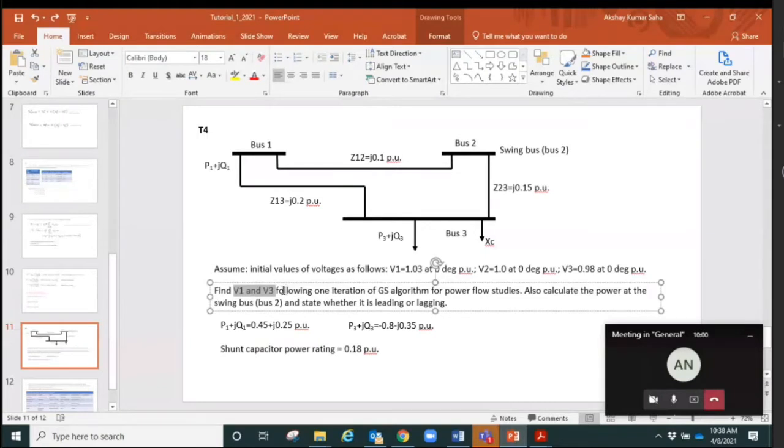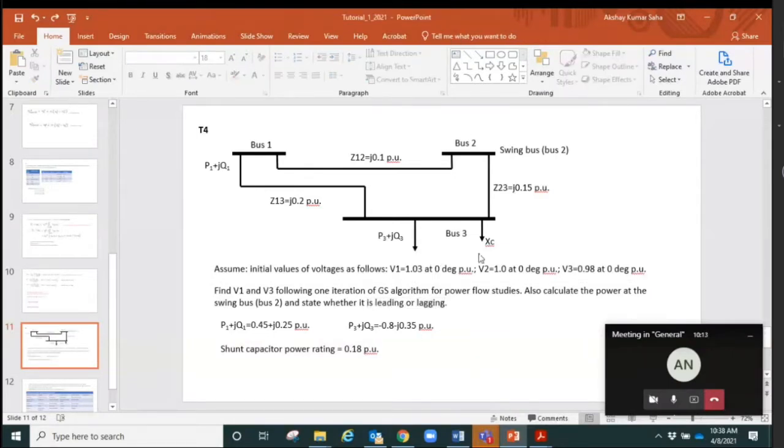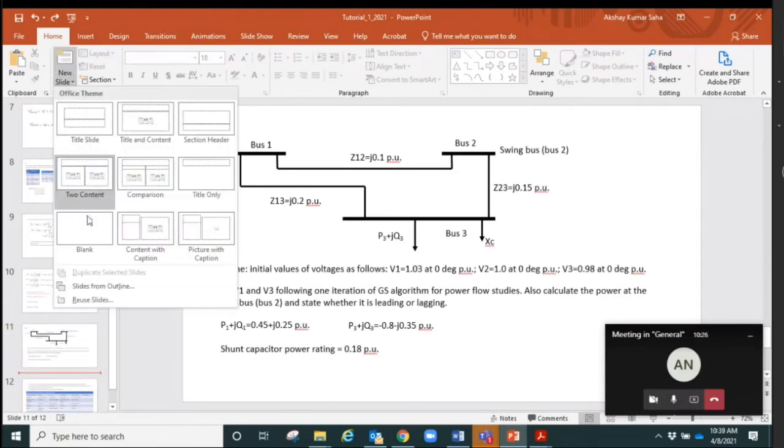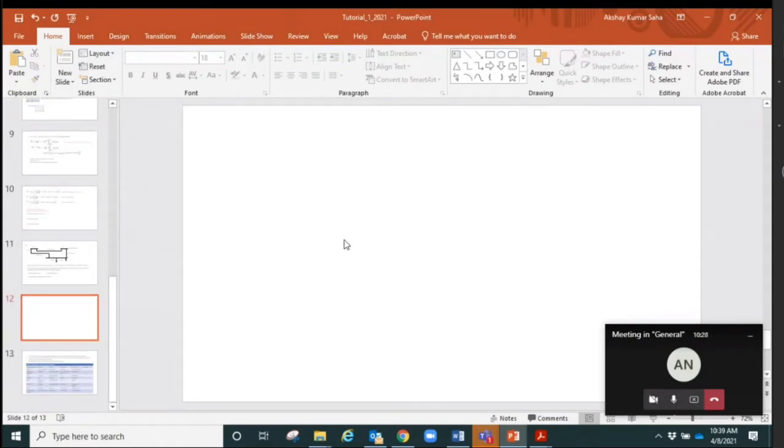After finding out V1 and V3, we also have to find out the power at the swing bus, which is bus number 2, and determine whether the power factor is leading or lagging. And the rating of the shunt capacitor is given as 0.18 per unit. So we need to now go and solve this problem. Let me just add a new slide. First of all, we need to find out the admittances.